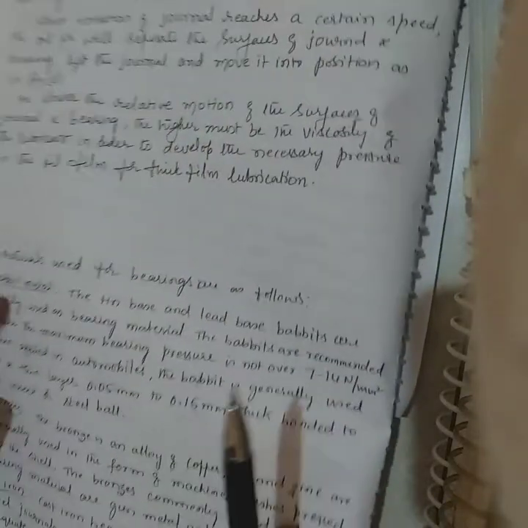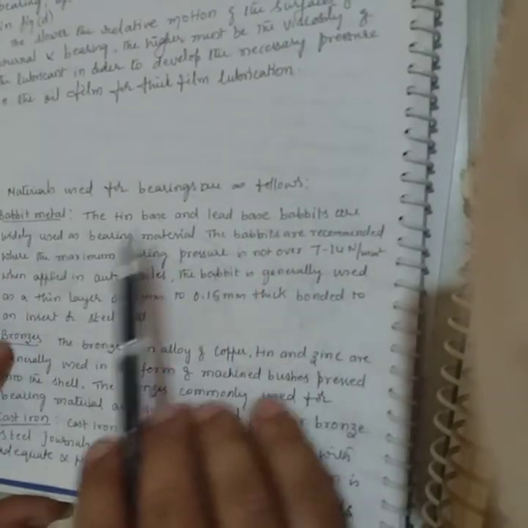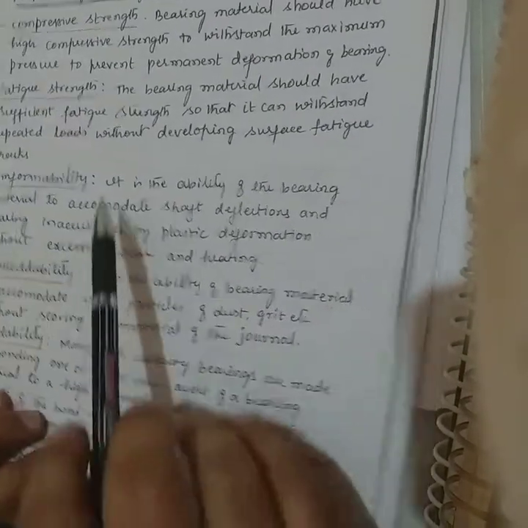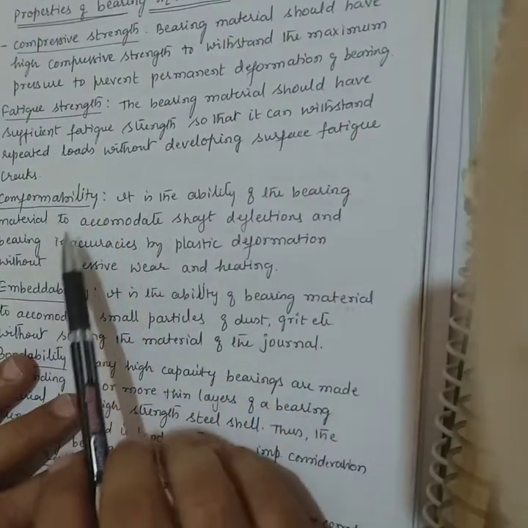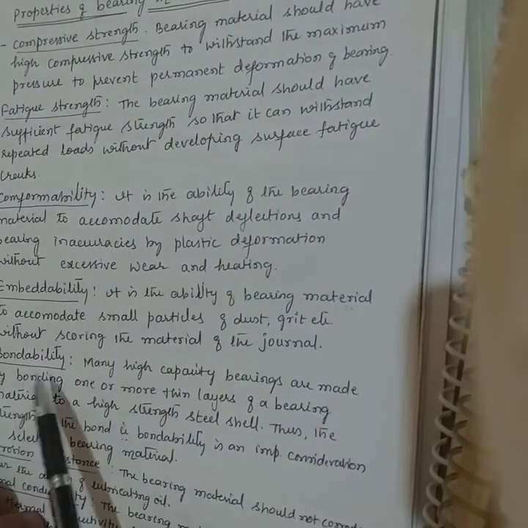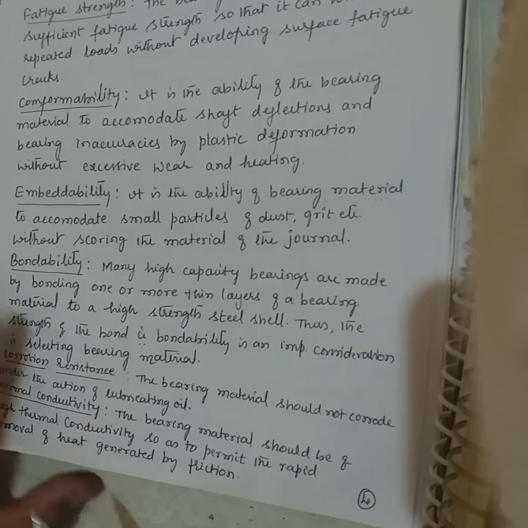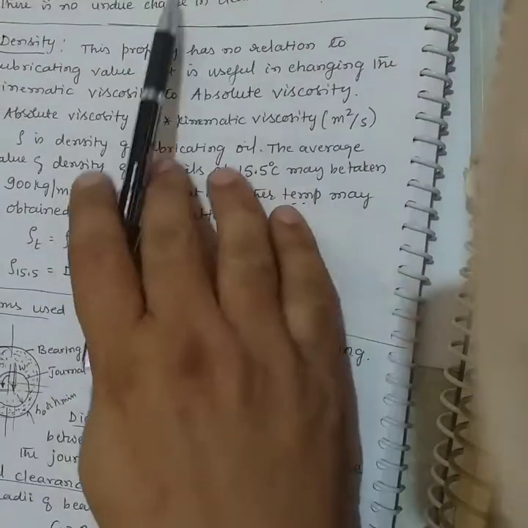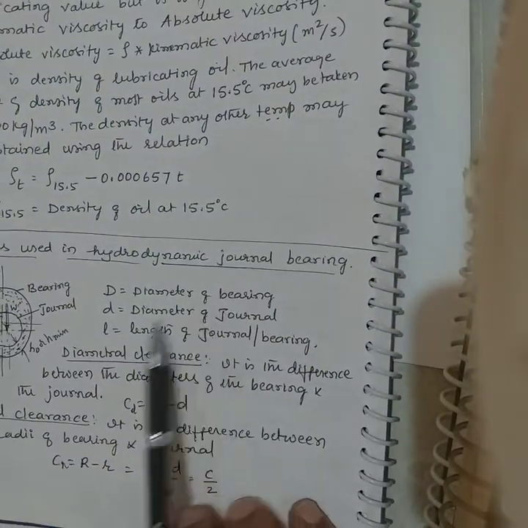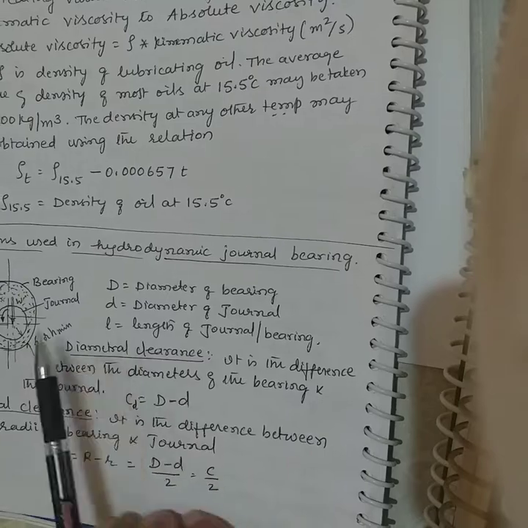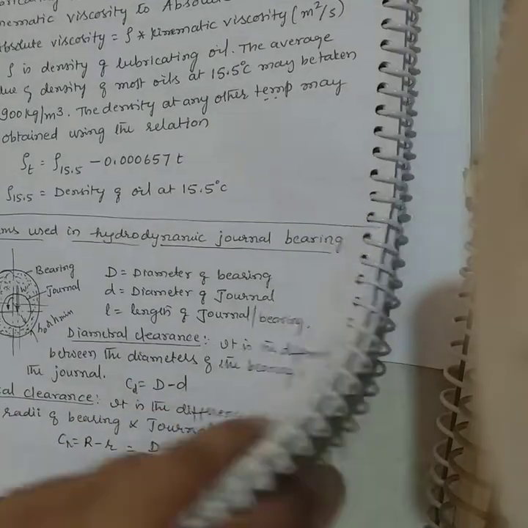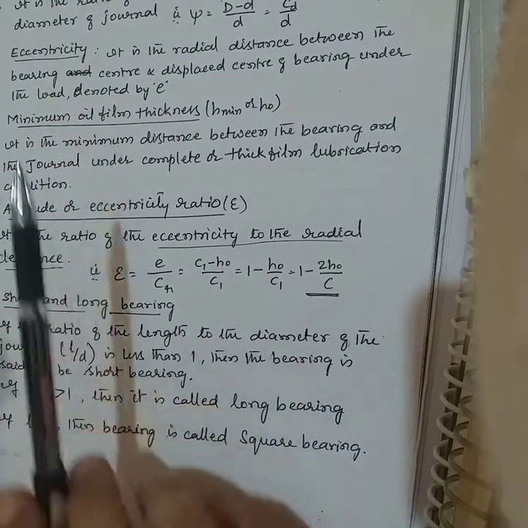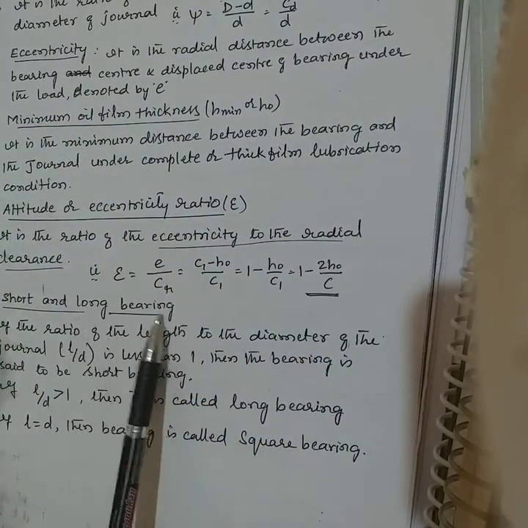Then we learnt about various materials that are used for bearings, such as Babbitt material, bronze and cast iron, and various properties of bearings like compressive strength, fatigue strength, conformability, embeddability, bondability, corrosion resistance, thermal conductivity and thermal expansion. These are the properties that we learned. And then the terms used: diameter of the bearing, diameter of the journal, length of the journal. Then we learnt a few terms: diametral clearance ratio, eccentricity, minimum oil film thickness, eccentricity ratio, short and long bearings.